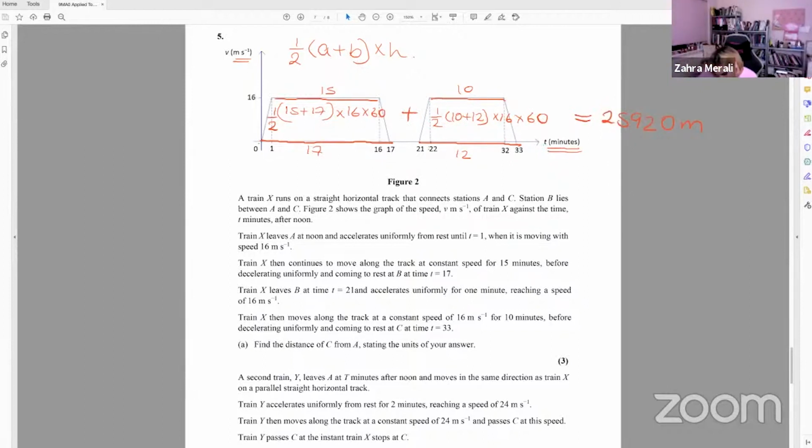Does it ask us for any particular units? No, but I'd probably change that to kilometers. If you didn't, it wouldn't matter. 25.92 kilometers. Okay, so hopefully that makes sense.